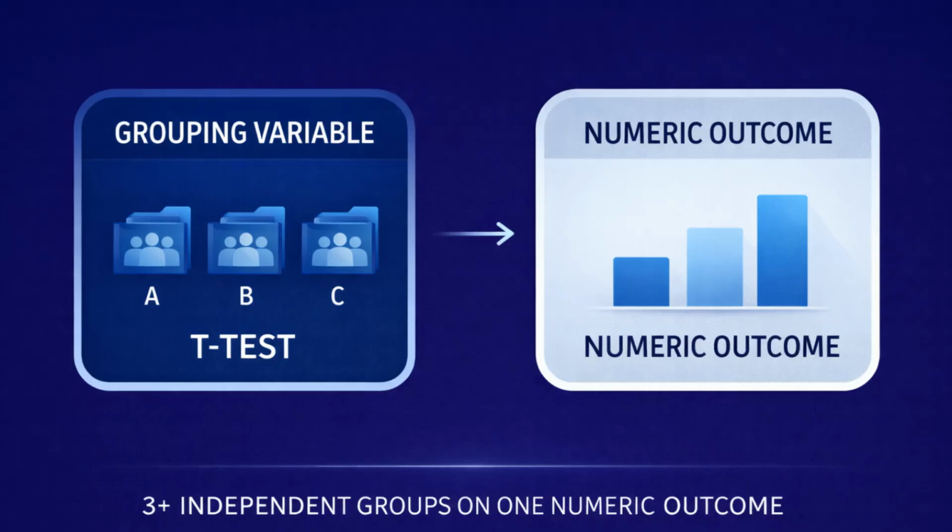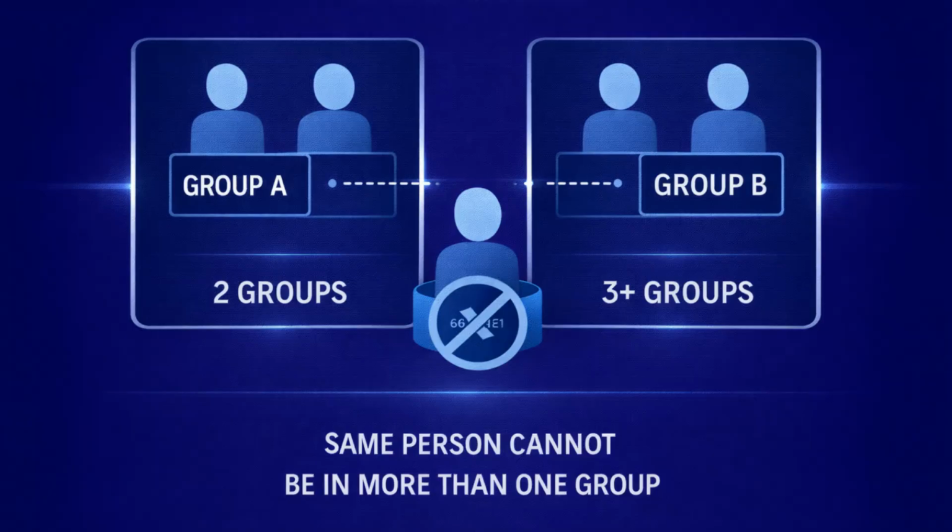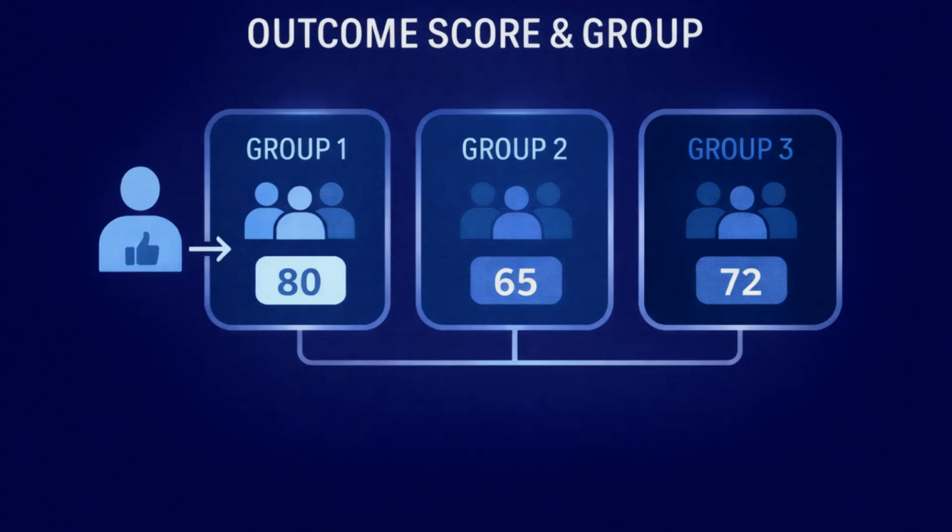ANOVA requires 2 key variables. One is a categorical grouping variable with 3 or more independent groups, such as instructional model A, instructional model B, and instructional model C, or 3 different levels of program participation. Independent means the same person cannot appear in more than one group. The second is a numeric outcome variable, such as an achievement score, engagement scale score, or performance measure. Each participant contributes one outcome score and belongs to one group only.